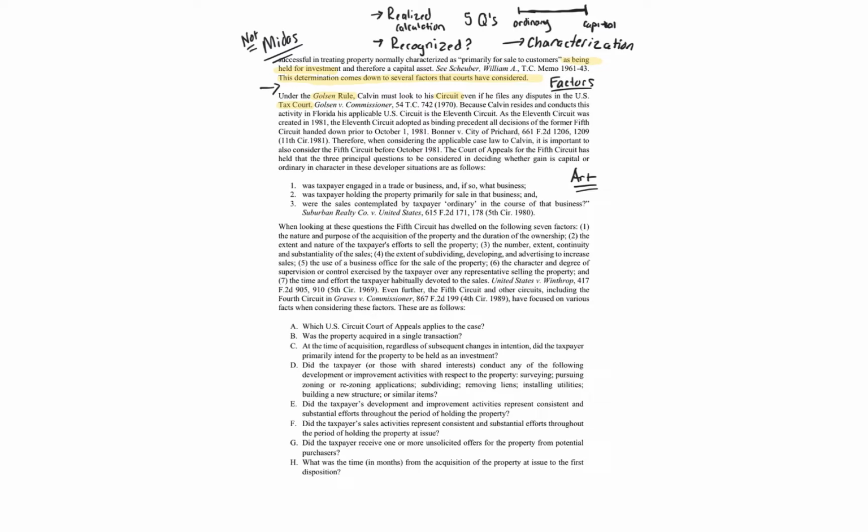That is precedent. But specifically within the same circuit. Okay? If there's nothing in the same circuit, then you can look to tax court cases outside. So basically, you have to look for circuit court decisions or tax court cases that happen in the same circuit. That's what we need to focus on. So because Calvin resides and conducts this activity in Florida, he's in the 11th Circuit.